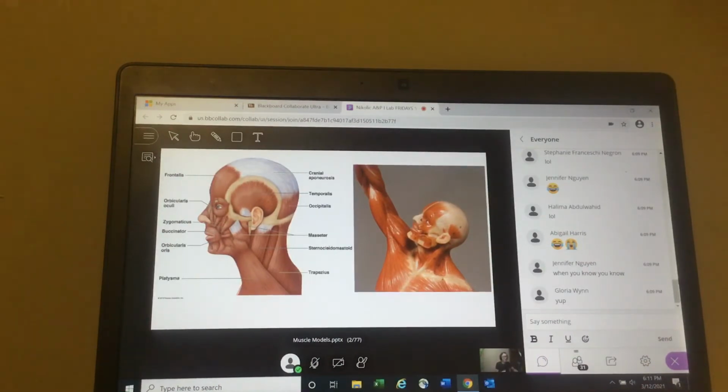So what are we going to do? Let's start off with the orbicularis oris and oculi. Now, oris is mouth, oral, right? Oculi is eye. So the orbicularis oris is going to be around the mouth, okay? And the orbicularis oculi is going to be around the eyes.